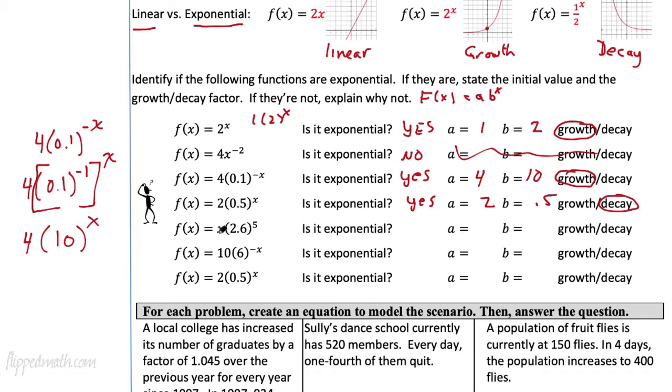We have x in front. X is the value of a. That's the variable that's changing. So this is not exponential. Remember, the exponent has to be the variable. And right here we have a 5. So no, that's not one.